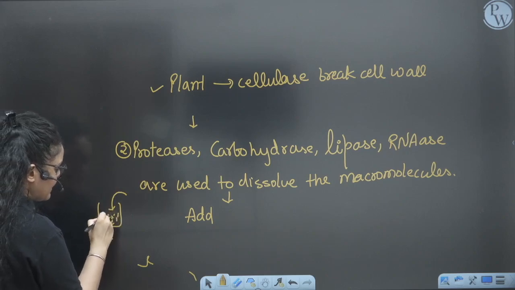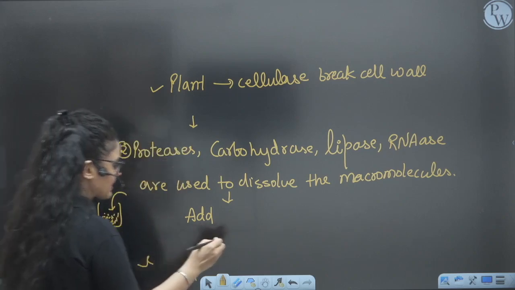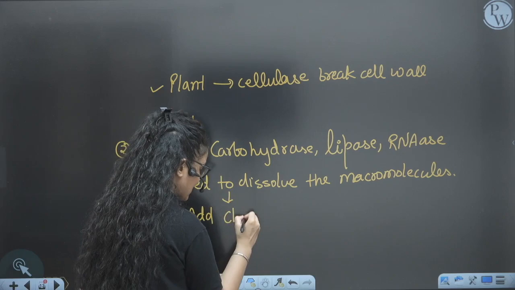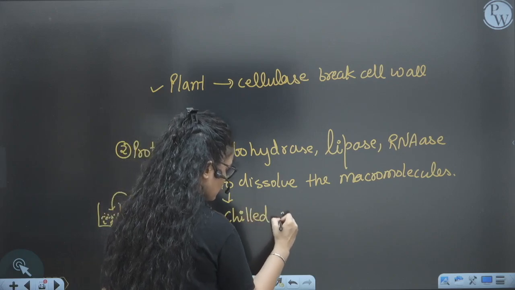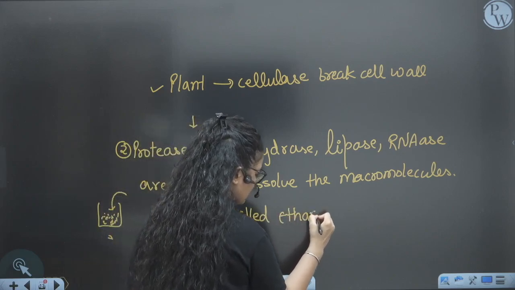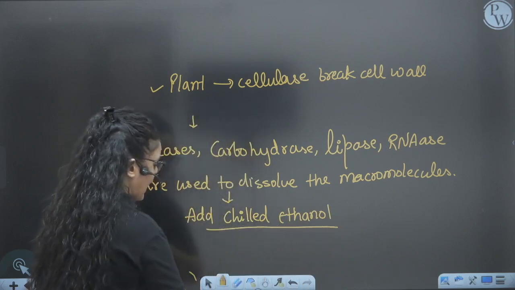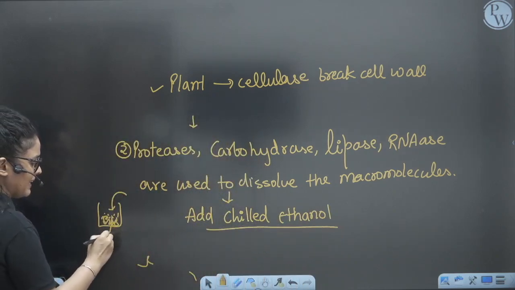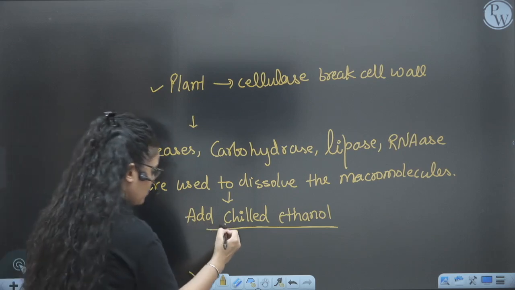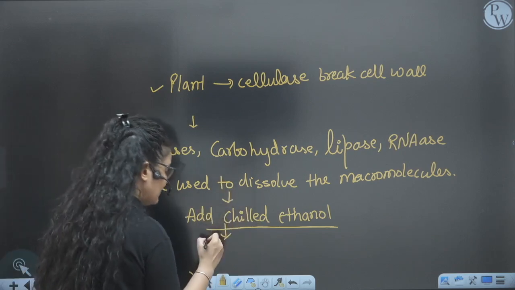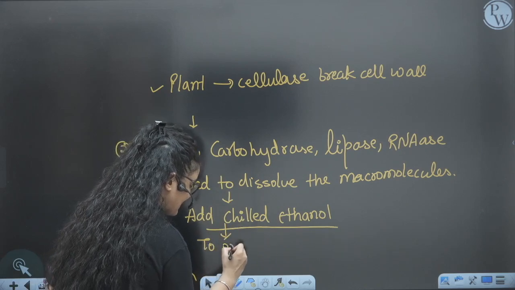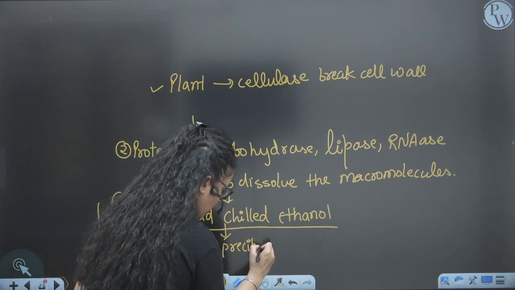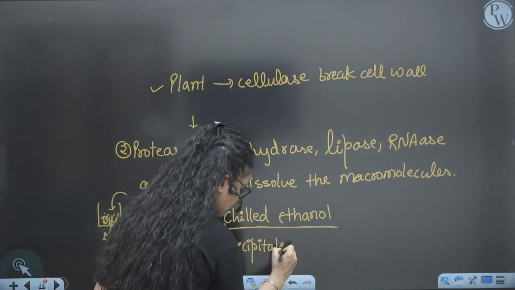And finally, in this system, after using all these enzymes, we will add the chilled ethanol, very chilled, right? Why are we using the chilled ethanol? So that it can precipitate our DNA. Why have we added the chilled ethanol? To precipitate DNA. So our DNA gets precipitated, right?